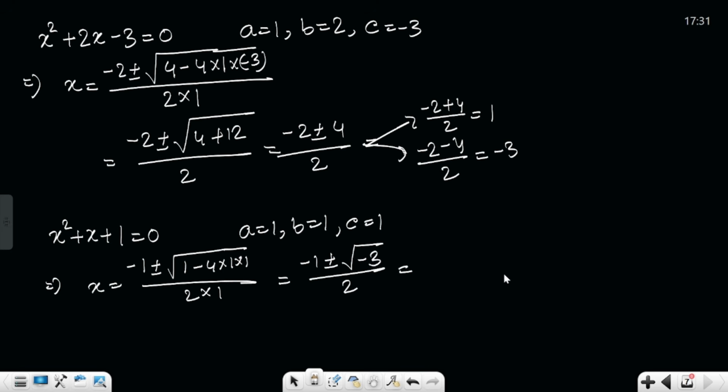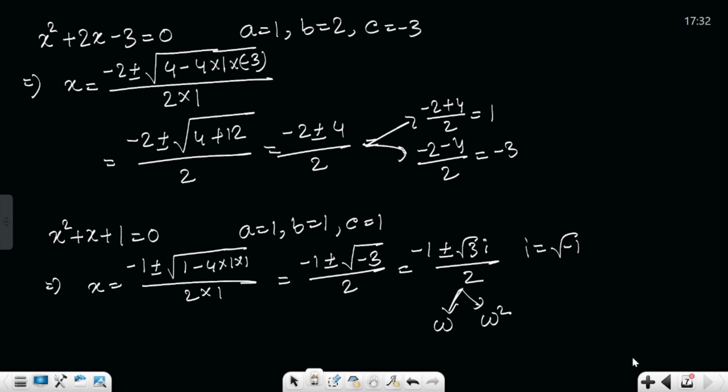Now there is a negative under the root, right? So the roots of this equation will be complex. So this is minus 1 plus minus root 3 iota divided by 2. You might know iota. Iota is equal to root over minus 1. When you read complex numbers, you will see it. These roots can actually be written as omega and omega square. This is a topic of complex numbers.